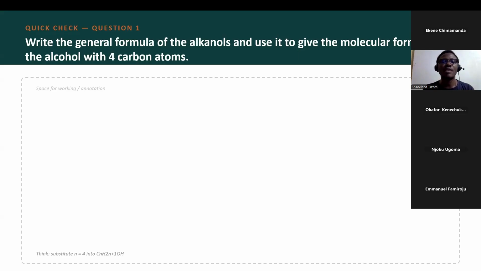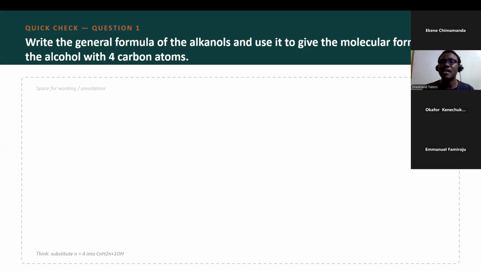Very good, Emmanuel. So, Emmanuel, I want you to pick the pencil from the bottom left corner and write. Are you using a phone or a laptop? Phone. Okay, very good. So, pick the pen from the bottom left corner. Then write me the structure of the alkanol that has 4 carbon atoms. Sorry, not structure, just formula. Formula, not structure. Okay? Just formula.